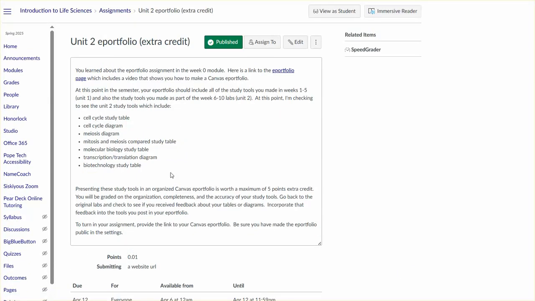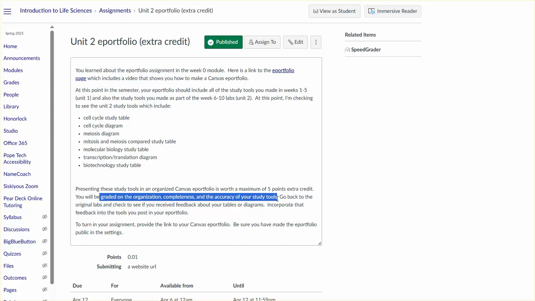Finally, on Saturday at the end of this week, I'm asking you to turn in your Unit 2 component of your ePortfolio. And this is extra credit. So this is worth up to 5 points extra credit. Many of you started your ePortfolio already and put the Unit 1 study tables and diagrams in there. Now's your chance to put the Unit 2 study tables and diagrams in there. So the elements that I'm looking for are listed here. You will be graded on the organization, completeness, and accuracy of the study tools.